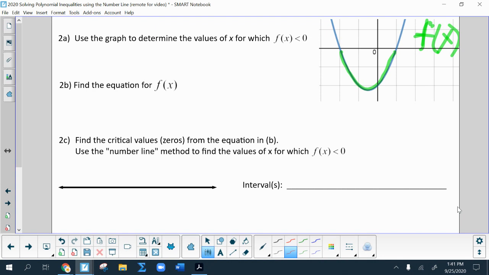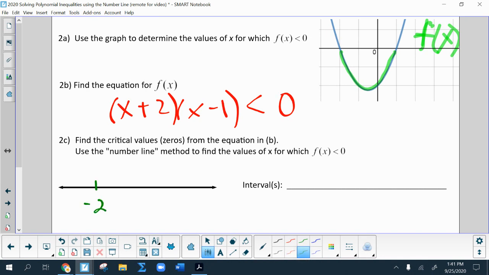I'm going to go ahead and write out this function. So this function will be x plus 2 times x minus 1. It's a parabola, so both of those zeros have first degree powers. I want it to be less than 0, so this would be the inequality written out in this format. Number line method tells me to put the zeros on a number line. I'm going to put open circles because it is a less than sign and not less than or equal to. And I am going to test values within each of the 3 regions that we created.